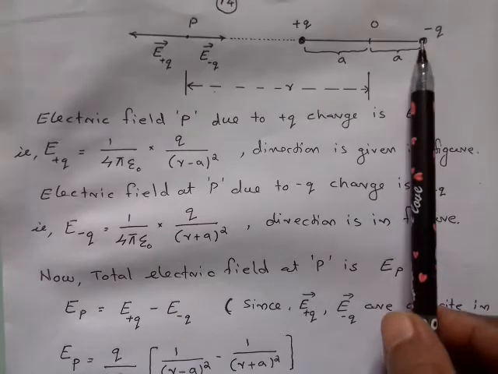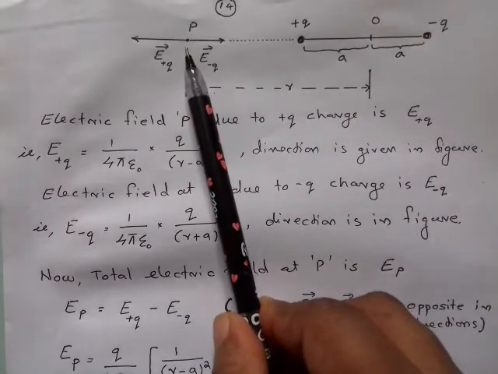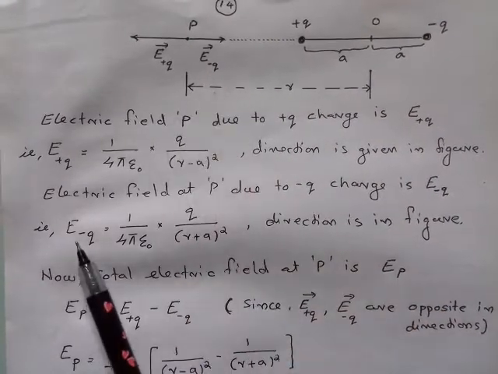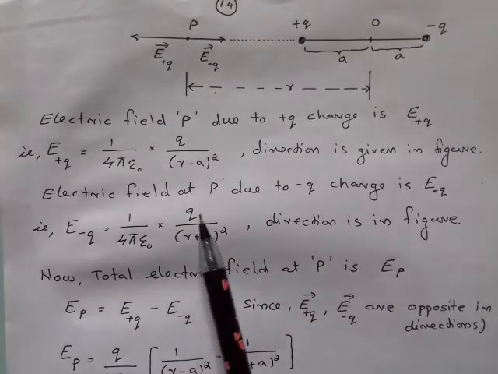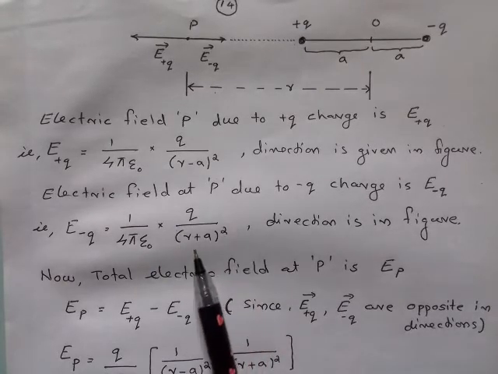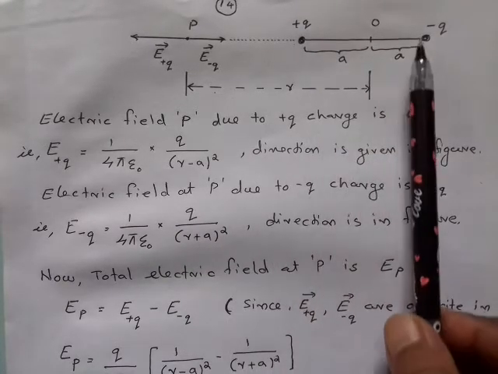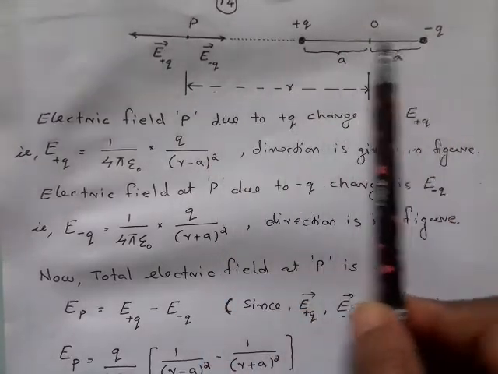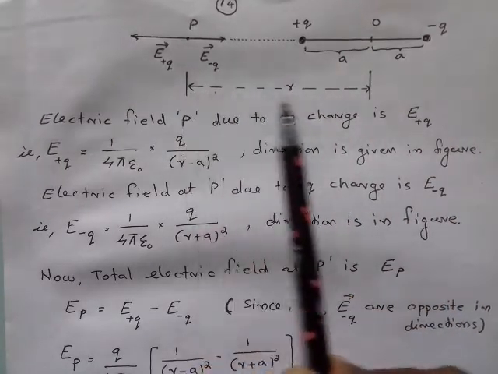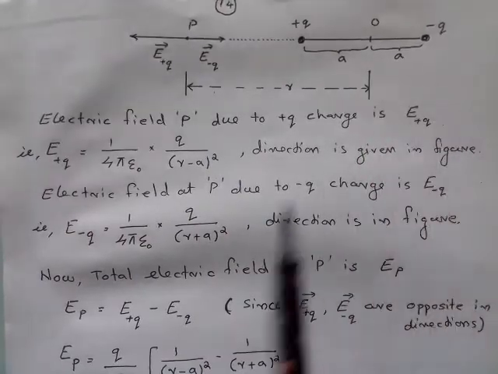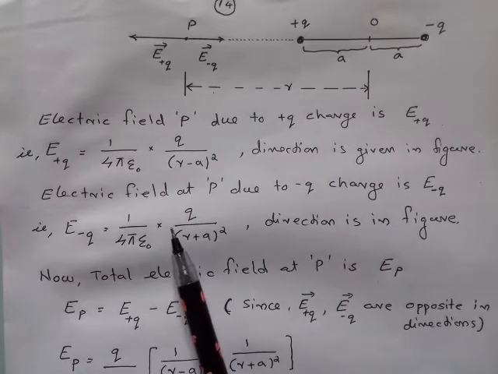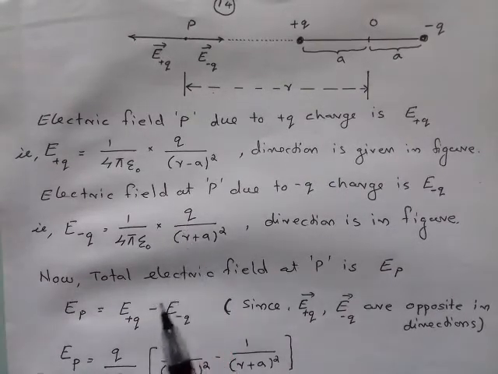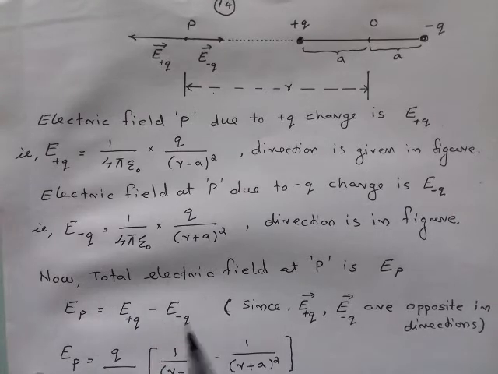Again, due to the minus Q charge, here there is an electric field that is E minus Q. Okay, this is E minus Q. What is the equation? 1 by 4 pi epsilon 0, the same Q divided by r plus a whole square. Why is it r plus a? This is a large distance, is it? It's a large distance. So that can be found out by r plus a. And why we don't write a minus Q here? We are interested only in the numerical value. We will consider the sign while we are doing the summation.